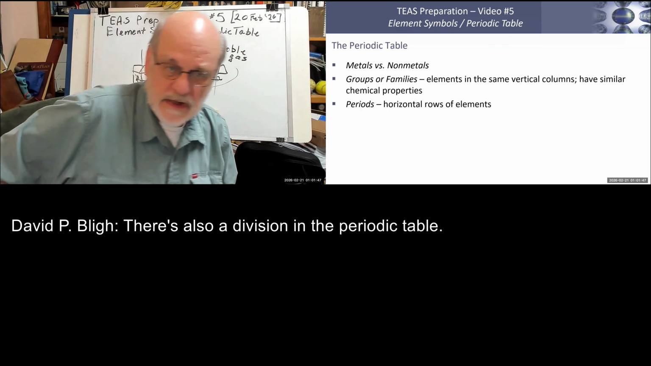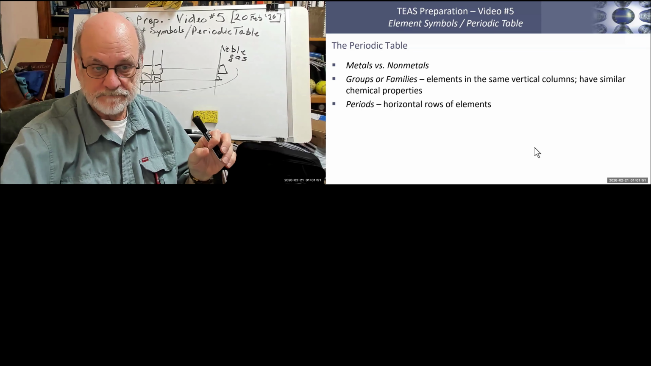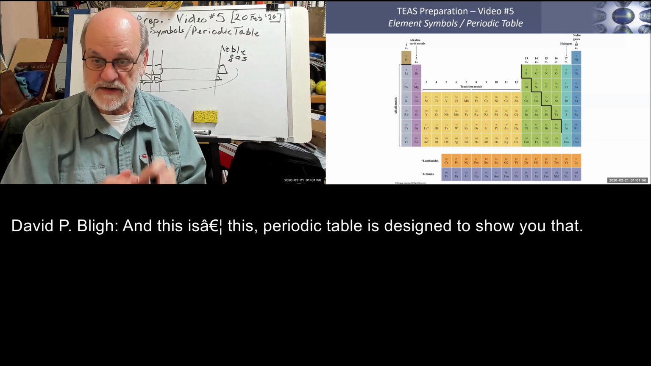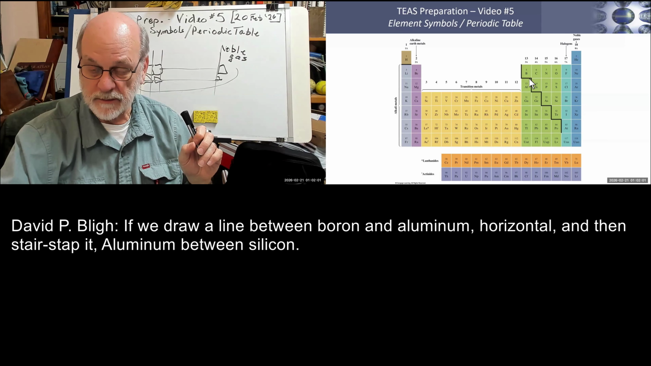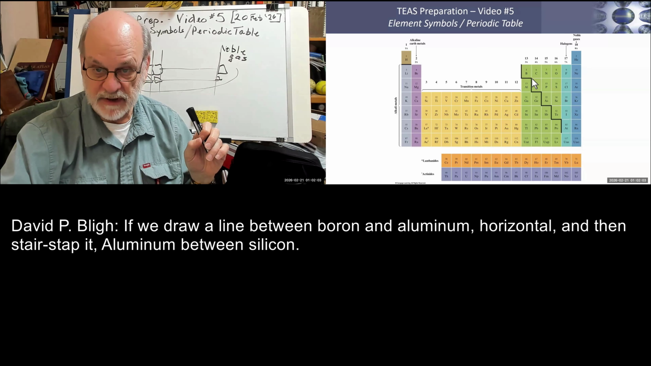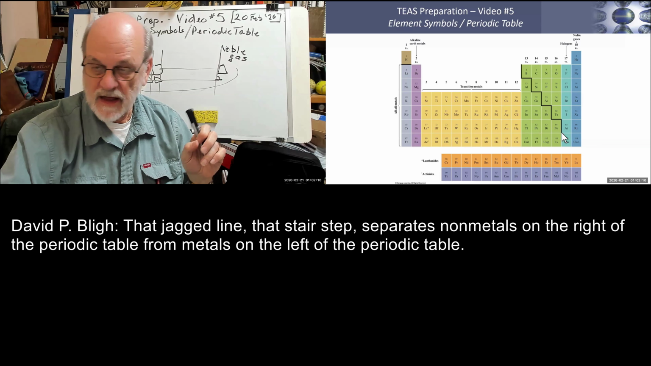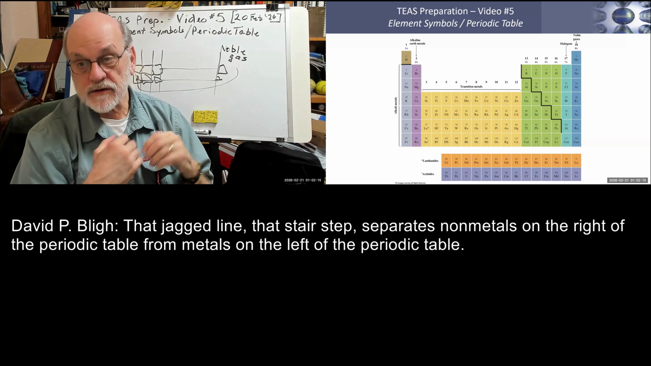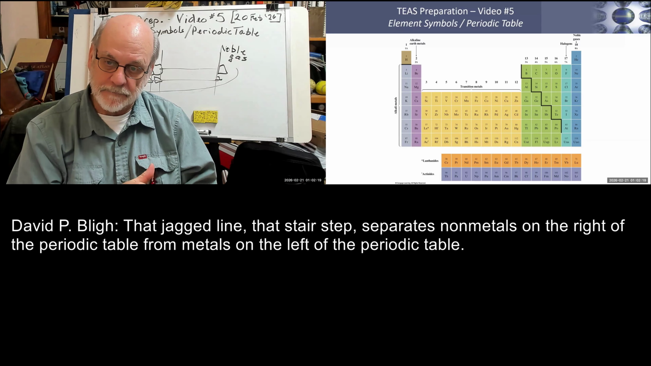There's also a division in the periodic table between metals and nonmetals. And this periodic table is designed to show you that. If we draw a line between boron and aluminum, horizontal, and then stair step it, aluminum, silicon, silicon, germanium, germanium, arsenic, and so forth, that jagged line, that stair step, separates nonmetals on the right of the periodic table from metals on the left of the periodic table.